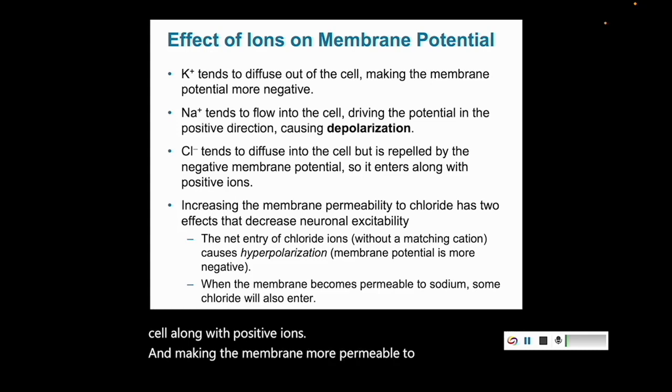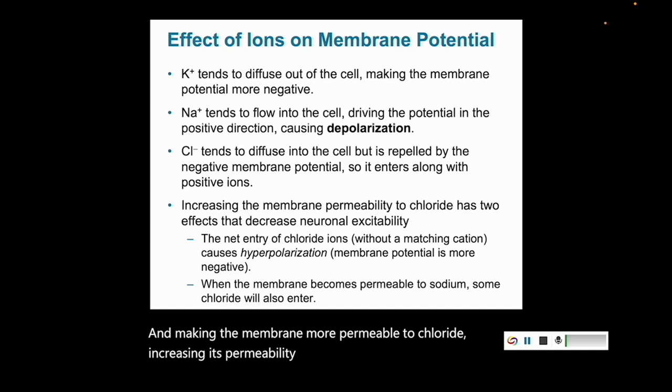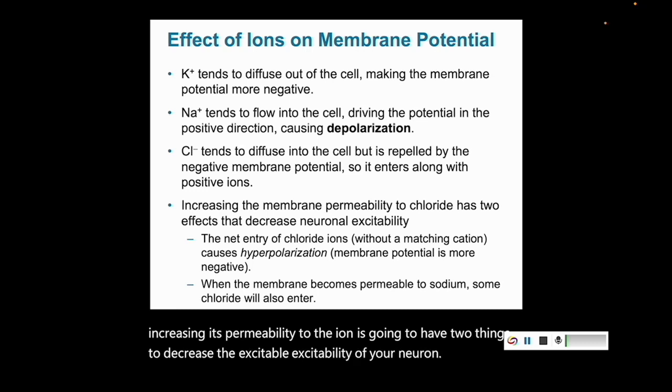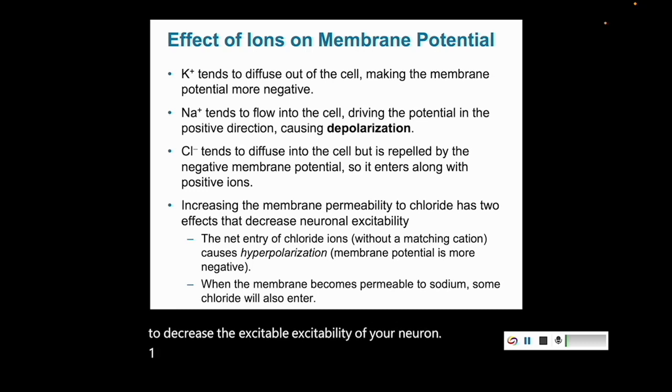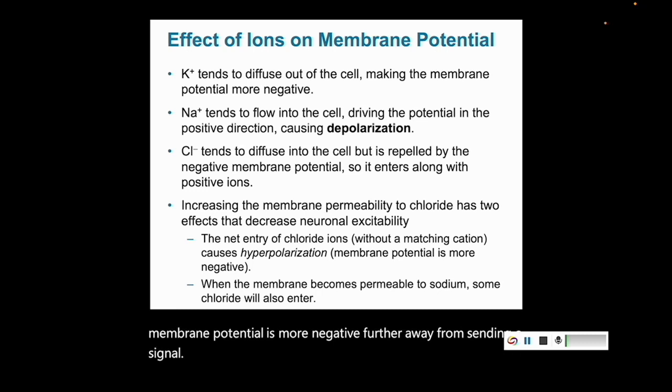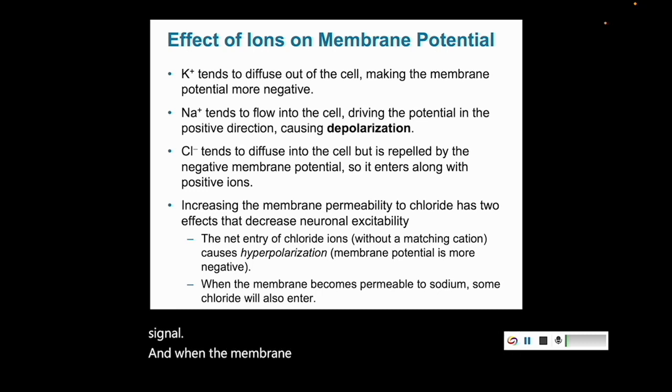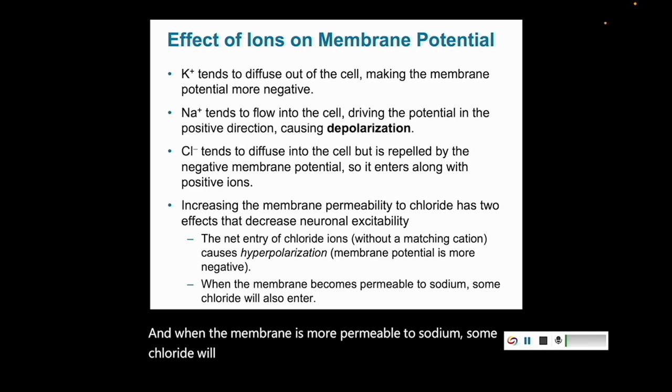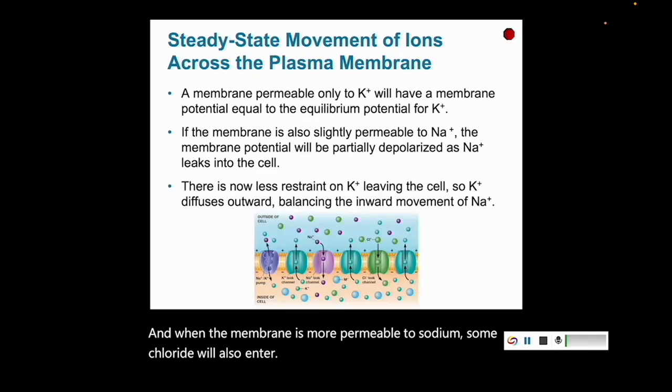Making the membrane more permeable to chloride, increasing its permeability to the ion, is going to have two effects that decrease the excitability of your neuron. One is you'll have a net entry of chloride ions without a cation, and you'll have what's called hyperpolarization. That means that your membrane potential is more negative, further away from sending a signal. And when the membrane is more permeable to sodium, some chloride will also enter.